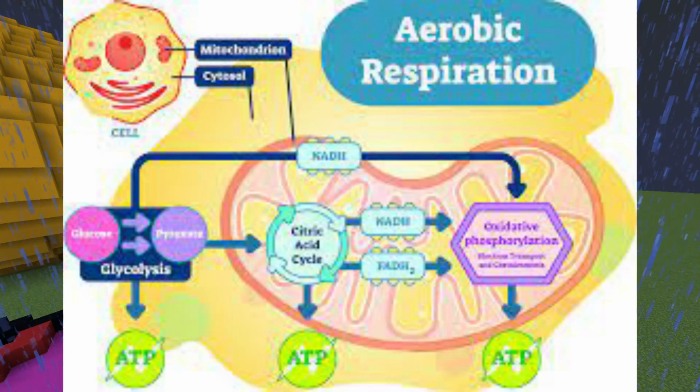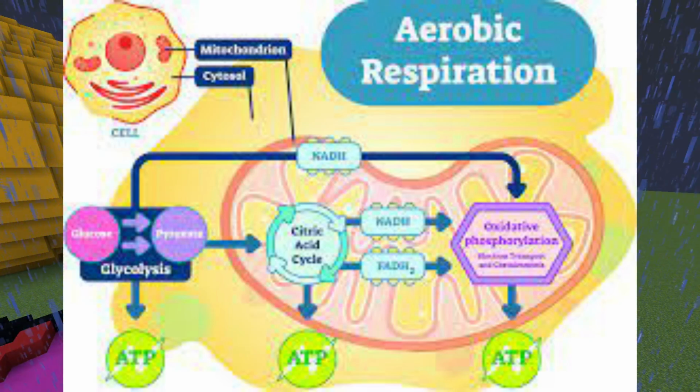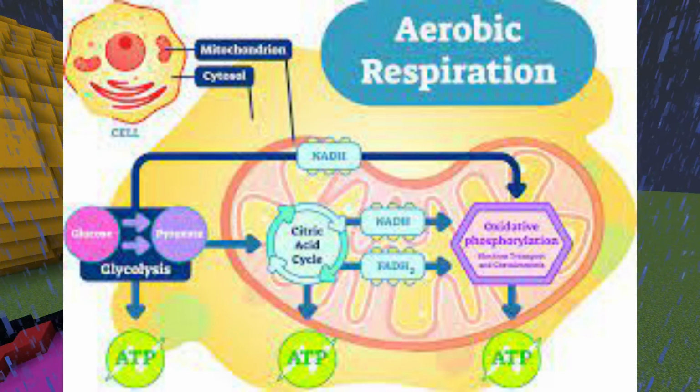Aerobic respiration is in the mitochondria, and it is a chemical process in which oxygen is used to make energy from carbohydrates. Aerobic respiration requires O2, meaning it needs O2 for the process to take place.